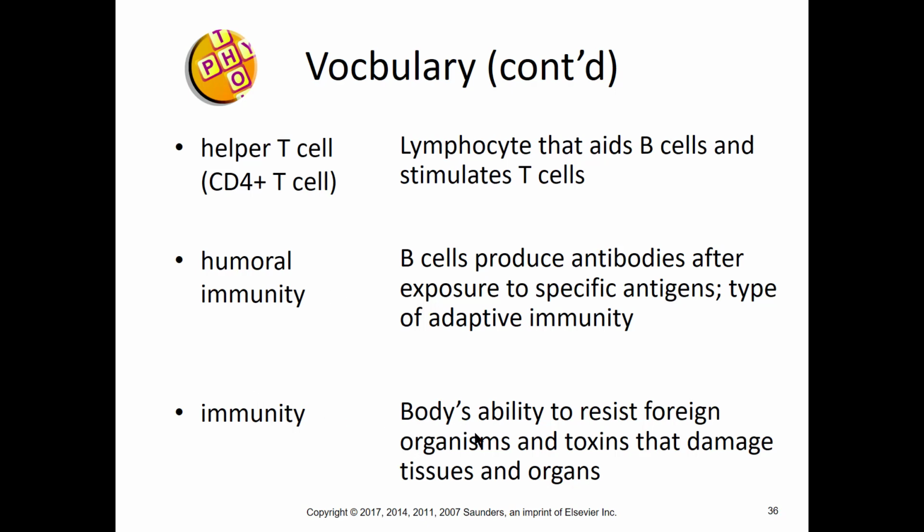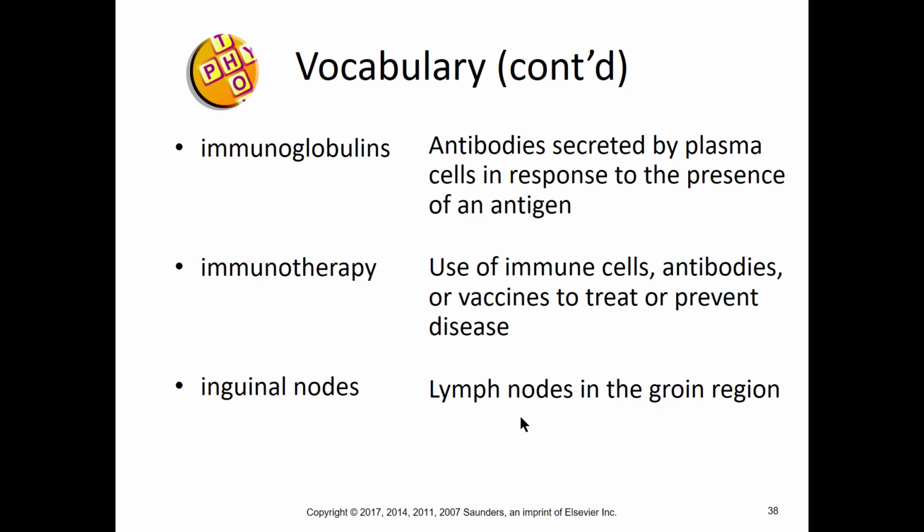Immunity is the body's ability to resist foreign organisms and toxins that damage tissues and organs. Immunoglobulins are antibodies secreted by plasma cells in response to the presence of an antigen. Immunotherapy is the use of immune cells, antibodies or vaccines to treat or prevent disease. That's why it's called therapy. Inguinal nodes are lymph nodes in the groin region.